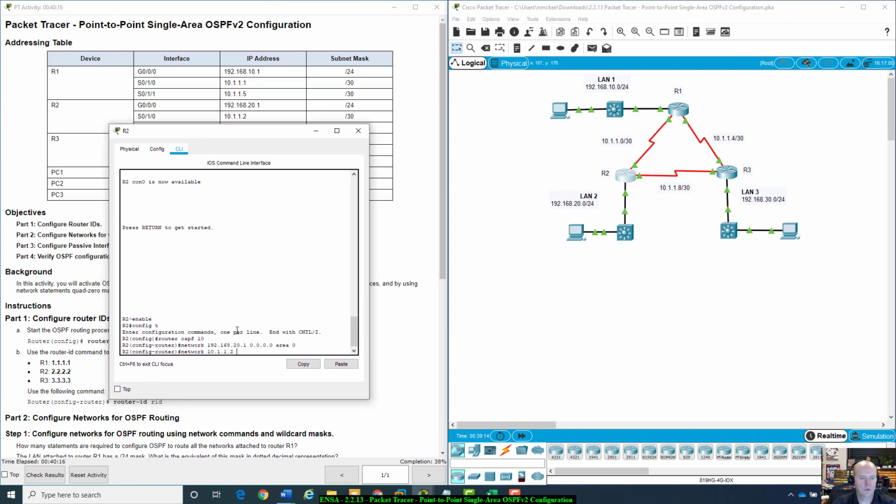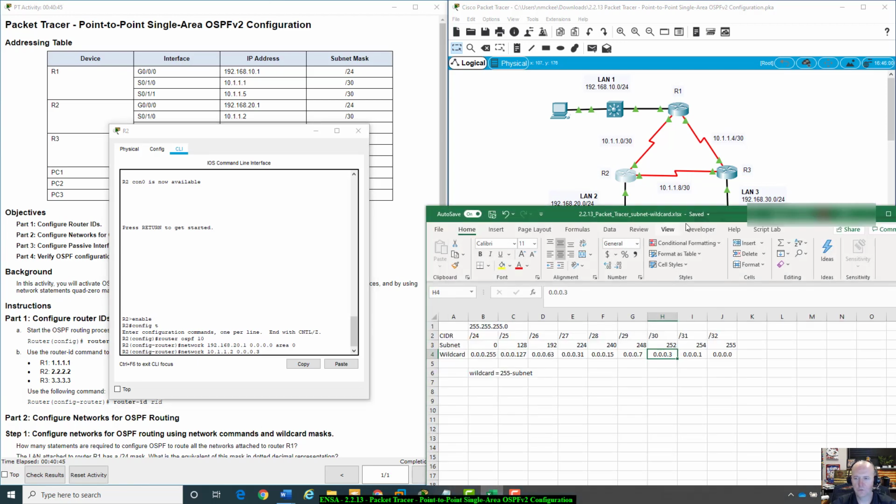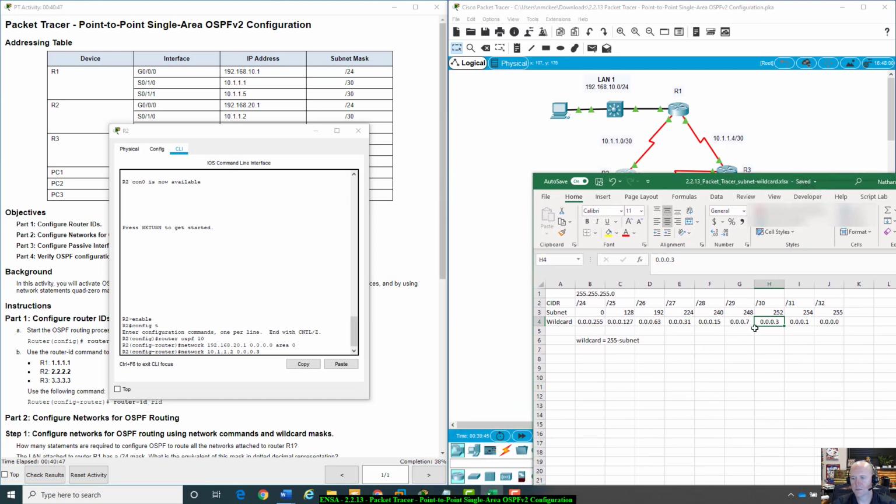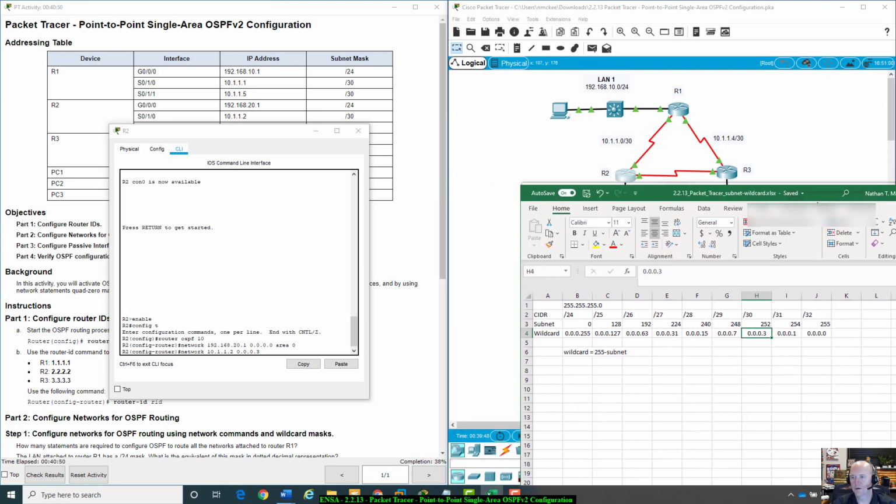All right, and 10.1.1.2 is even, but it's going to be a 255.255.255.252 because it's /30, so we do the opposite of that. So that'll be 0.0.0.3 because 255 minus 252 is 3. It would be best to look back at your little chart to make sure that wildcard mask is right. All right.